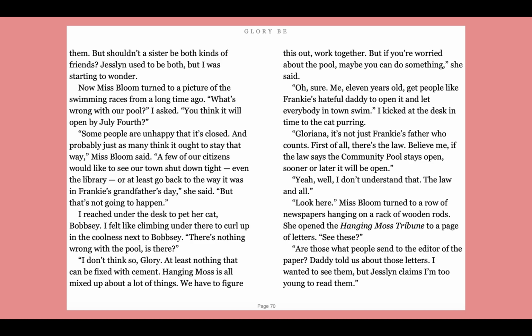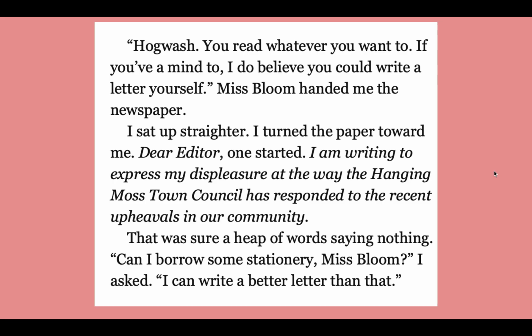"Gloriana, it's not just Frankie's father who counts. First of all, there's a law. Believe me, if the law says the community pool stays open, sooner or later, it will open." "Yeah, well, I don't understand that, the law and all." "Look here." Miss Bloom turned to a row of newspapers hanging on a rack of wooden rods. She opened the Hanging Moss Tribune to a page of letters. "See these?" "Are those what people send to the editor of the paper? Daddy told us about those letters. I wanted to see them, but Jesslyn claims I'm too young to read them." "Hogwash, you read whatever you want to. If you've a mind to, I do believe you could write a letter yourself."